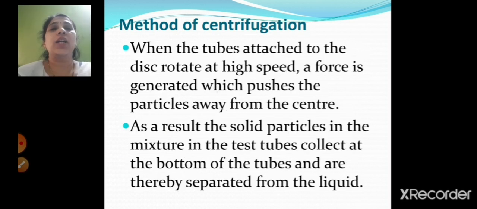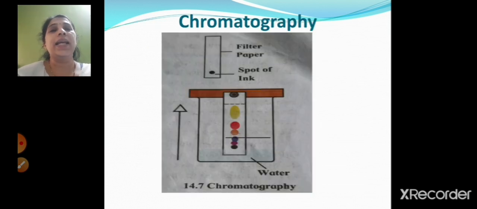When the tubes attached to the disc rotate at a high speed, a force is generated which pushes the particles away from the center. As a result, the solid particles in the mixture in the test tubes collect at the bottom of the tube and are thereby separated from the liquid. Because the disc rotates at a high speed, force is generated, the particles get pushed away from the center, and they collect at the bottom of the tube. Then we can separate the liquid and the solid, or the particles present at the bottom, by the method of centrifugation. Next is chromatography.